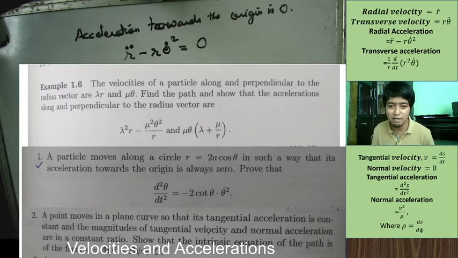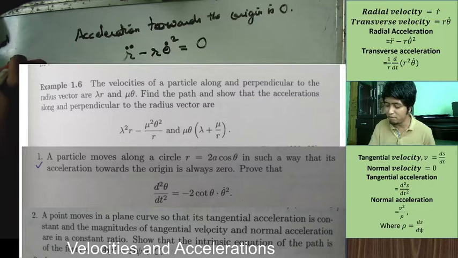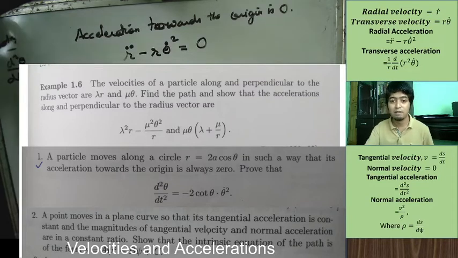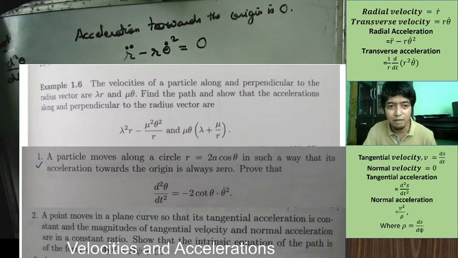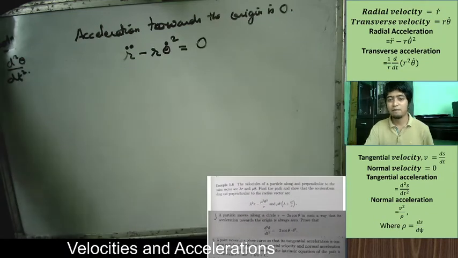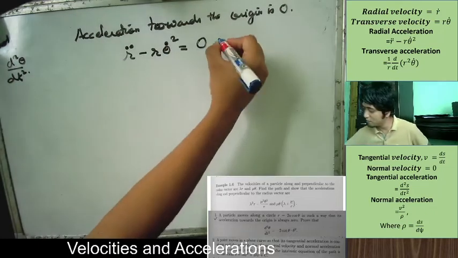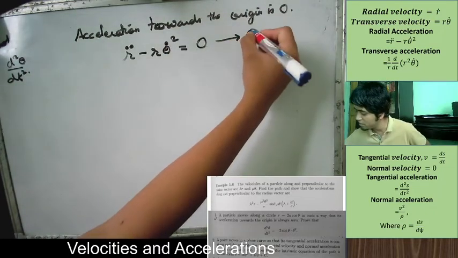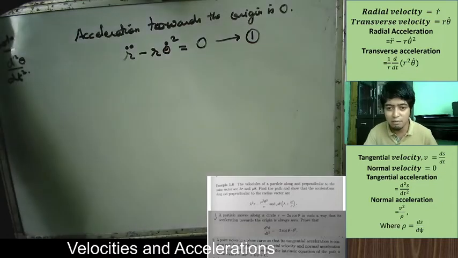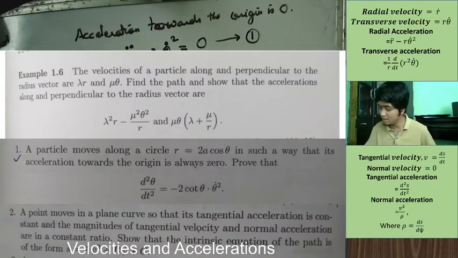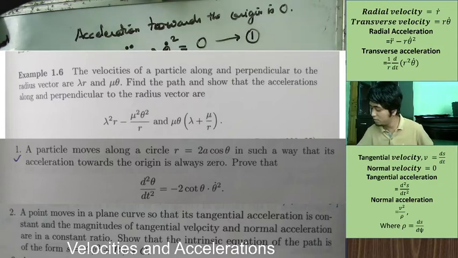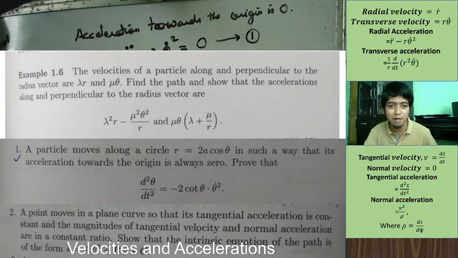We need to find d2 theta. I will just write over here, we need to find d2 theta dt square. Okay, so let's see. Over here we are having r double dot minus r theta dot square. So this one will be equation 1. And the first equation is r equal to a cos theta, which is the part.